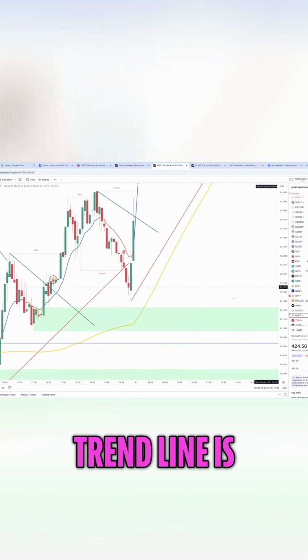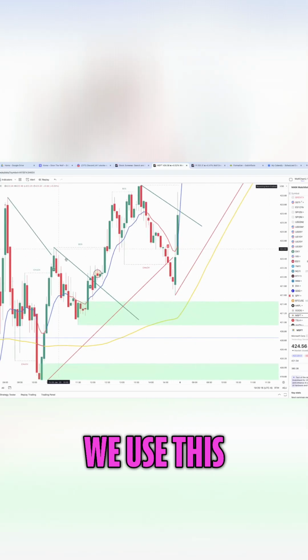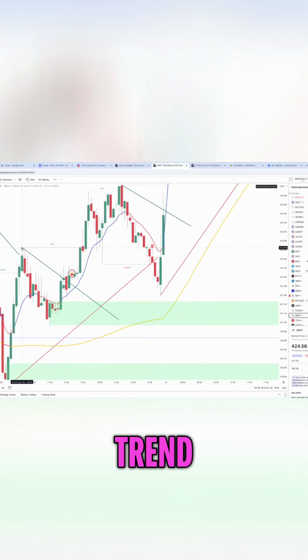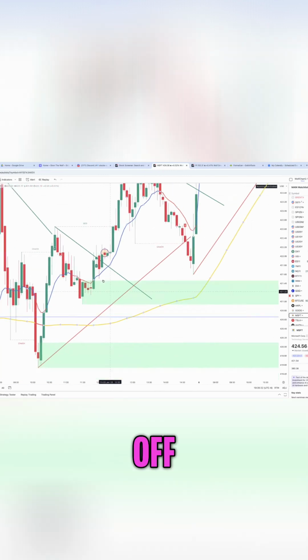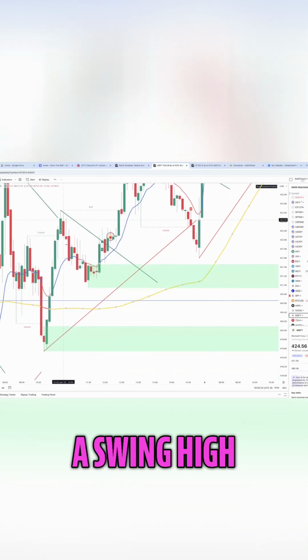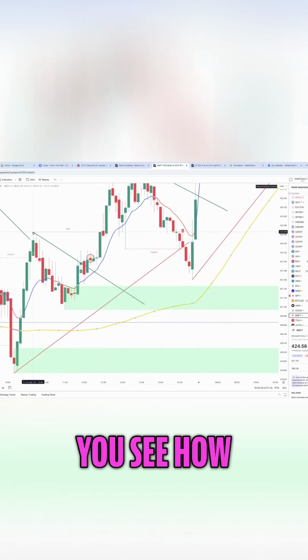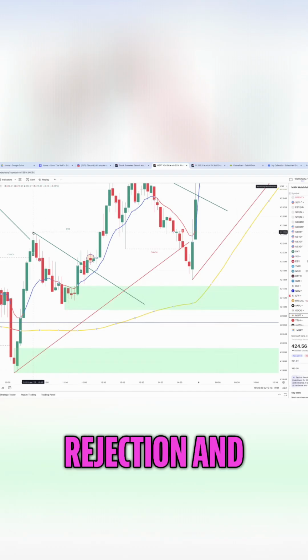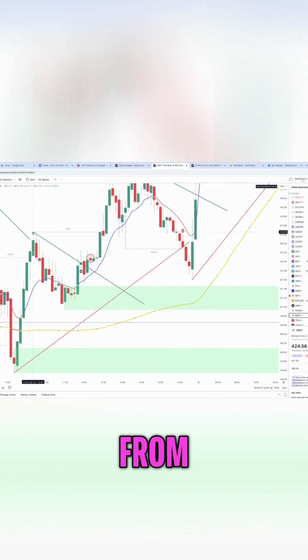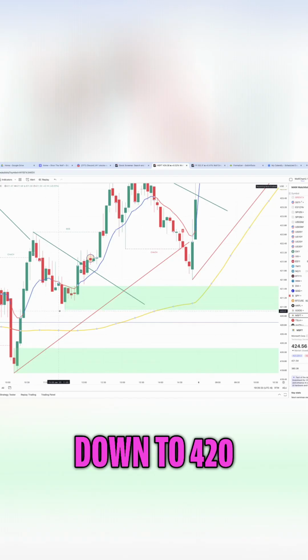Now, the reason why we use this trend line is because a trend line on our chart can only come from a sell off. So when a stock makes a swing high, you see how this green candle got a strong rejection, and Microsoft dropped from 422 all the way down to 420, right here.